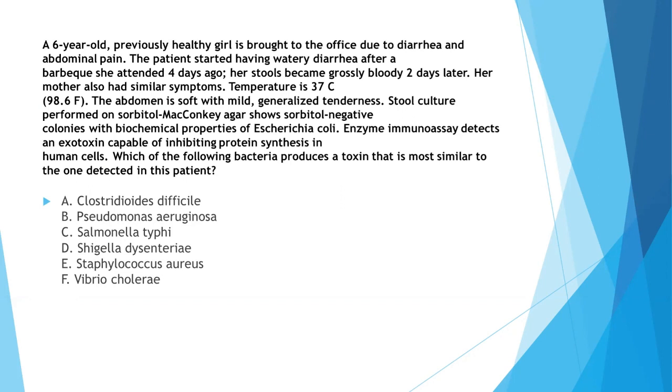Temperature is 37 degrees Celsius. The abdomen is soft with mild generalized tenderness. Stool culture performed on sorbitol MacConkey agar shows sorbitol-negative colonies with biochemical properties of E. coli. Enzyme immunoassay detects an exotoxin capable of inhibiting protein synthesis in human cells. Which of the following bacteria produces a similar toxin to the one detected in this patient? Clostridium difficile, Pseudomonas aeruginosa, Salmonella typhi, Shigella dysenteriae, Staphylococcus aureus, or Vibrio cholerae.